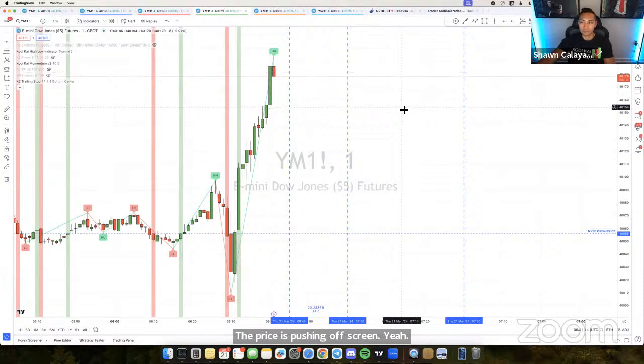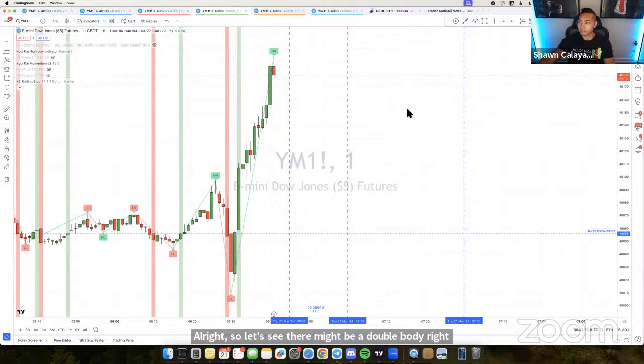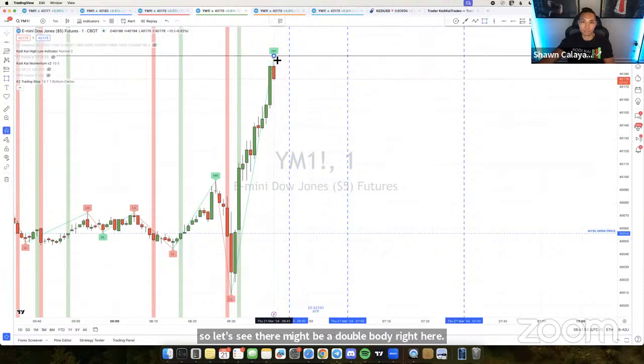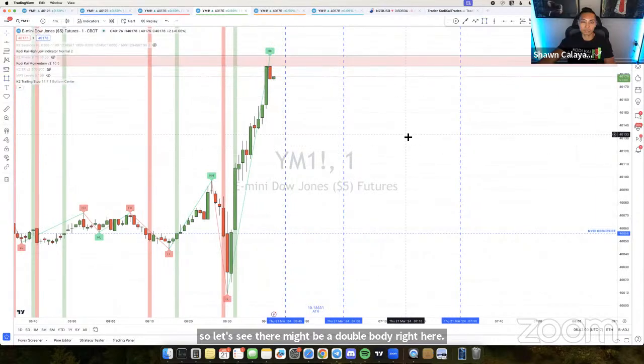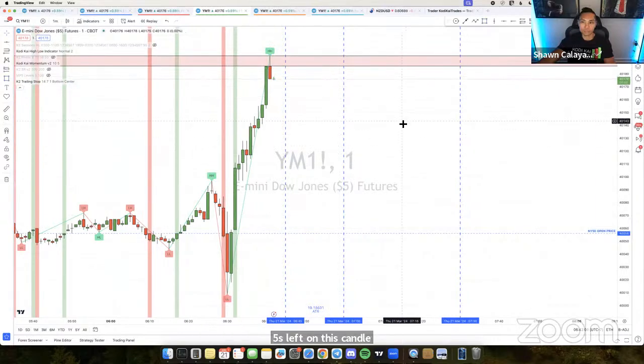All right, so we'll see. There might be a double body right here. About 5 seconds left on this candle. All right, so there goes the double body. This might be the ceiling, but we'll see. It's getting really close to news though.